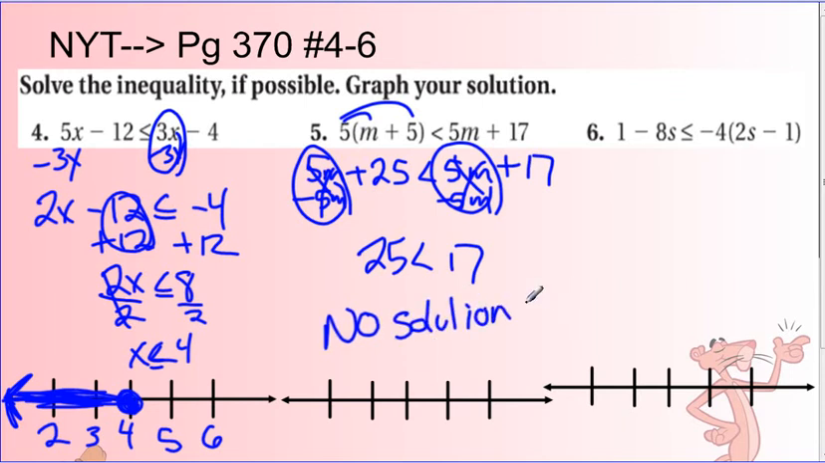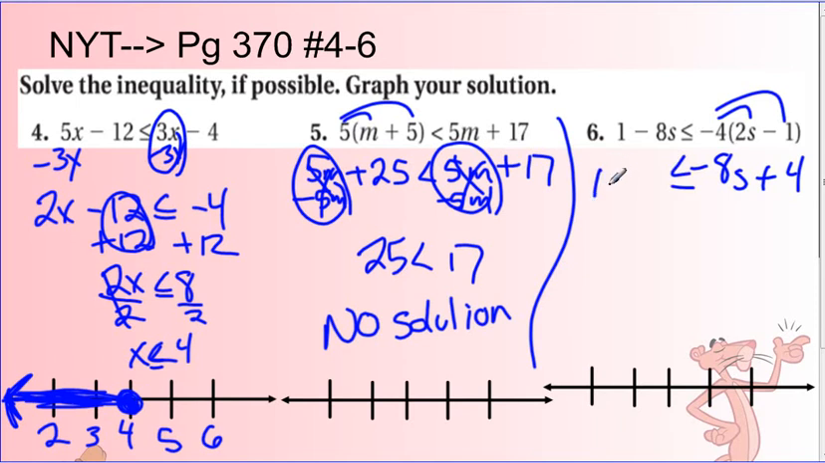It doesn't work because this will never, ever be true. 25 is not less than 17. It's no good. Number 6, parentheses, distribute the negative: -8s + 4 and 1 - 8s.